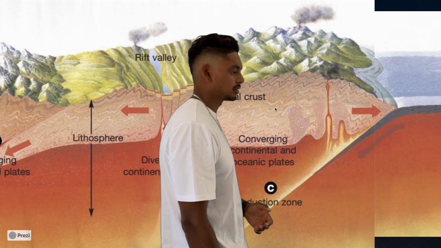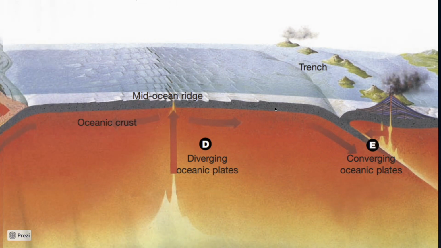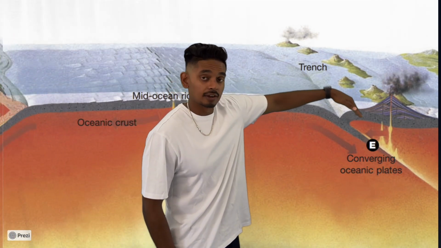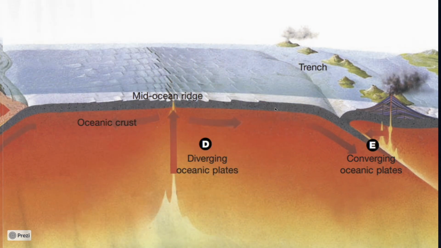Let's keep it moving. Over here in the ocean, you have diverging plates creating ocean ridges, allowing magma to seep up, creating new sea floor. And then over here you have another plate boundary. It's converging, creating a deep sea trench, allowing volcanoes to form and mountain ranges.